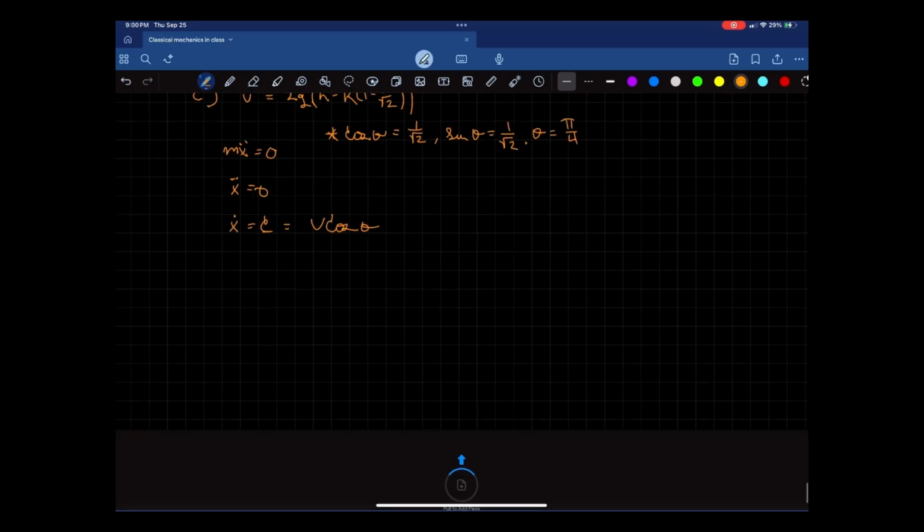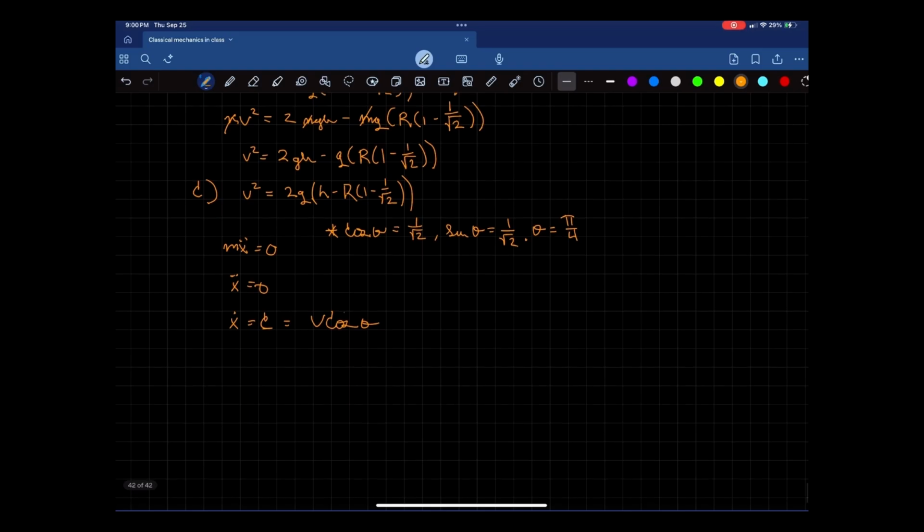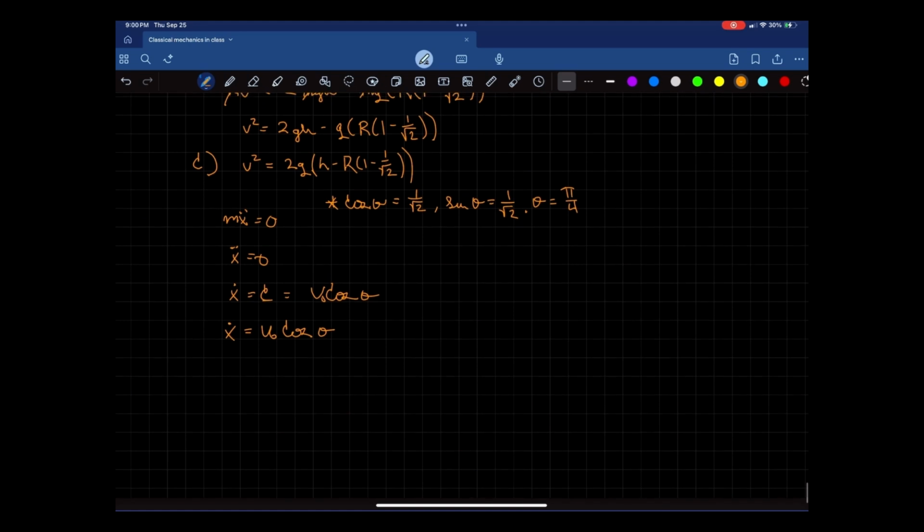I hope so. Anyway, so our constant is equal to v cosine theta. So our equation of motion now becomes x dot equals v naught cosine theta, and that's just the initial velocity. And then integrating one more time, we would get v naught t cosine theta. And that pretty much sets up our first equation of motion.